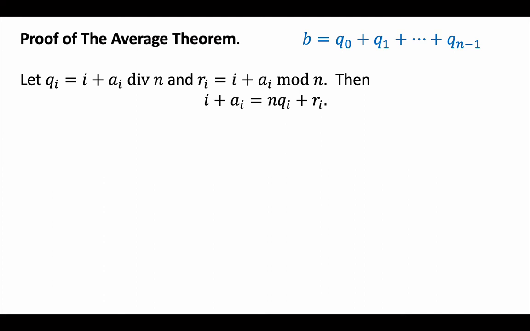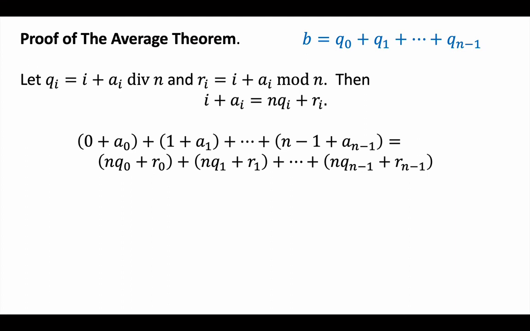And the reason for that is because we're dividing by n, we get that quotient Qi, and then the remainder Ri. To prove the average theorem, we need the sum of the throw heights. Well, how are we going to get that? Well, they're attached to the i values. So we're going to add up the landing times, 0 plus A0, plus 1 plus A1, out to n minus 1 plus A sub n minus 1.